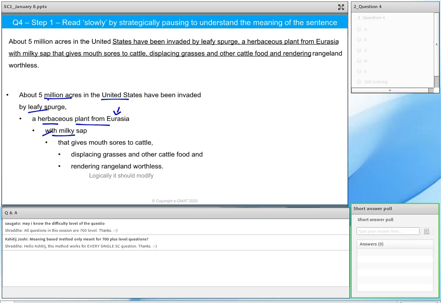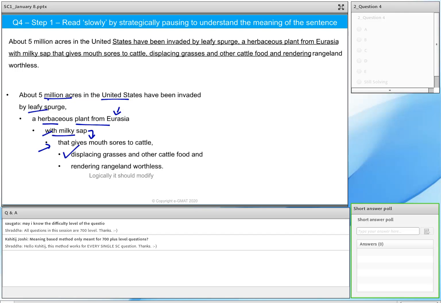Everything about leafy spurge. That gives mouth sores to cattle. Okay, so the way the sentence is written, it is telling me that it is the milky sap that gives mouth sores to cattle. And yeah, that's pretty logical, right? This leafy spurge contains some kind of a chemical. It looks milky. Maybe it's white in color and it's sap. That means it's a liquid. So this vegetation contains this white liquid that gives mouth sores to cattle. Yeah, of course, it can react. So far, so good.